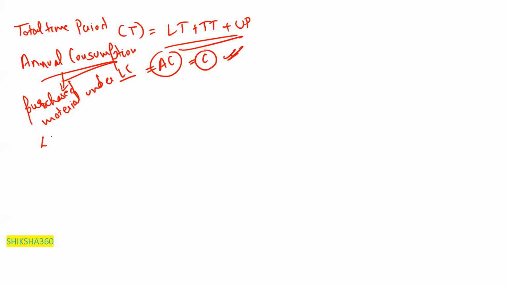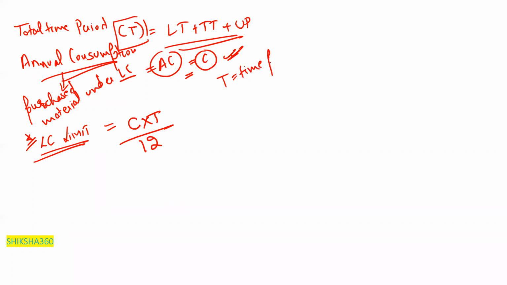So now what is very, very important is the LC limit. I have to discuss two to three questions on the basis of that. Clear? LC limit. Now the LC limit here is C, the annual consumption, into T, transit time, upon 12. Clear? LC limit is equal to C into T upon 12. Here C is the consumption that is given in crores or lakhs. T is the time period, which we have to take in the form of months. Okay. So this is the LC limit.